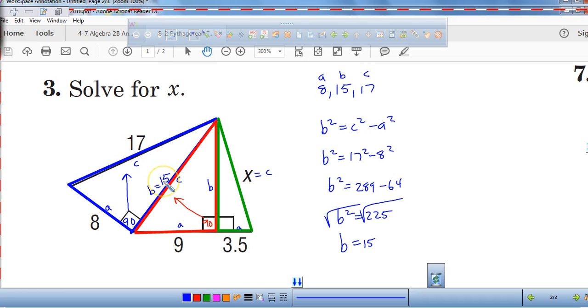Now, the next thing we need to realize, if that's a 15, well, guess what? Now they share the same length. So that's a 15. That's a 9. We got to do the same formula. So on here, watch in red, I'm going to do the same formula. b squared equals c squared minus a squared.